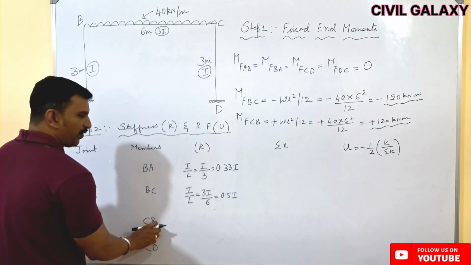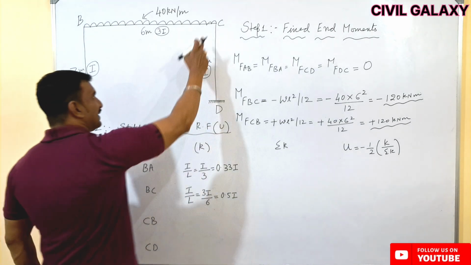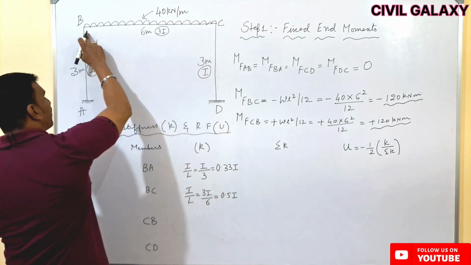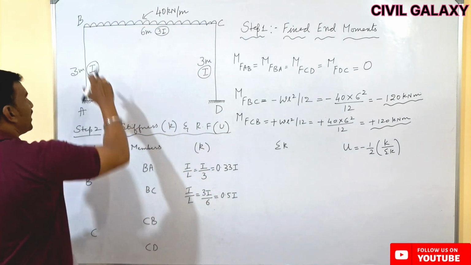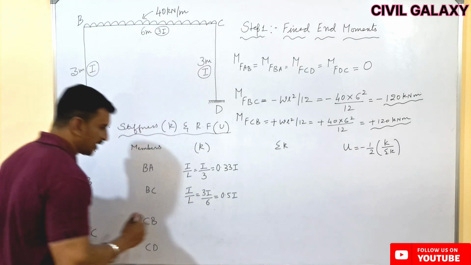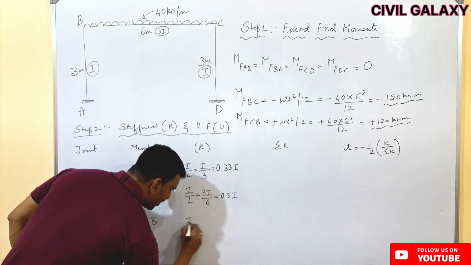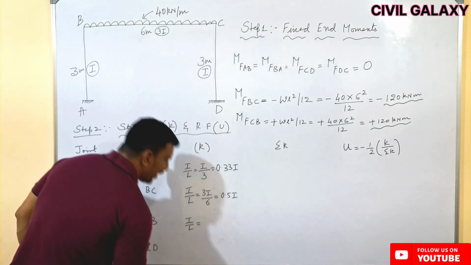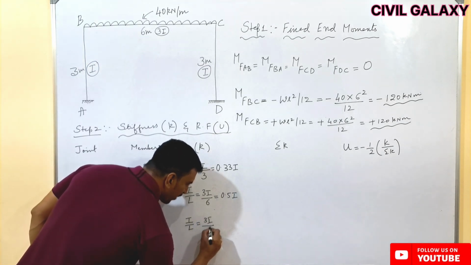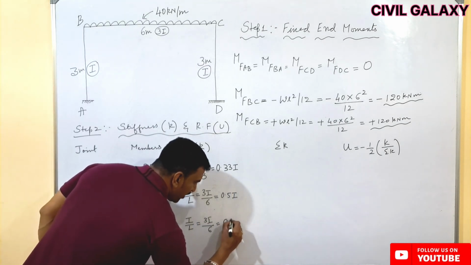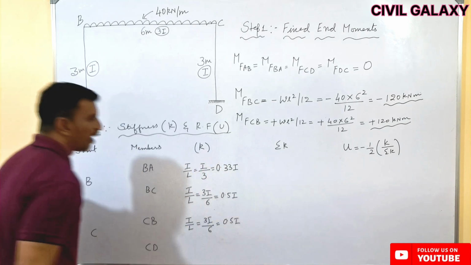For member CB, if you need to find out the stiffness, C is the near end and B is the far end, and since B is the intermediate support, the intermediate support here is considered as a fixed support. So for fixed support, the stiffness is equal to I upon L. The value of I they have given is 3I, and the span here is 6. So this will be equal to 0.5I.